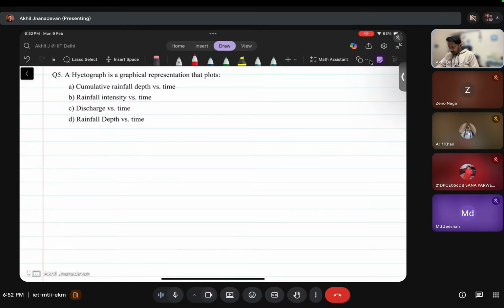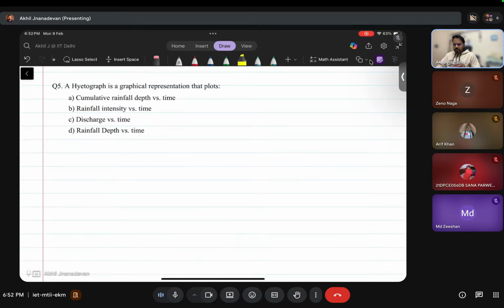So if we could read out this question. This is related to how we represent rainfall. We already calculated a rainfall. It can be for a rain gauge, or for a catchment. So we have the rainfall time series with us. How do we represent this time series? A time series is something plotted with time on the x-axis, changing with time. Some quantity that is changing with time is called a time series.